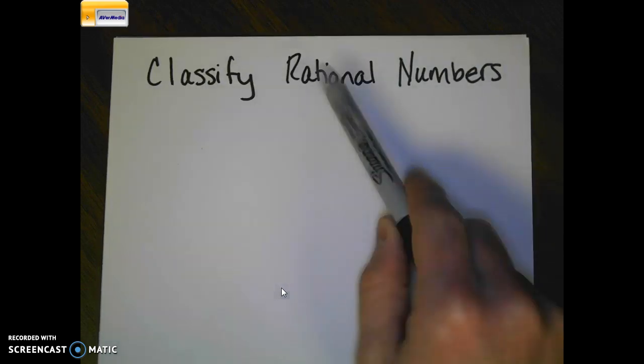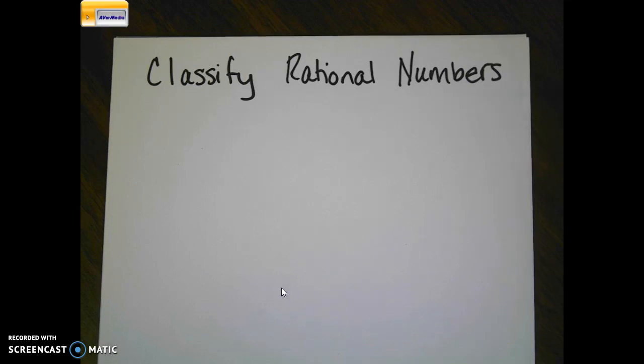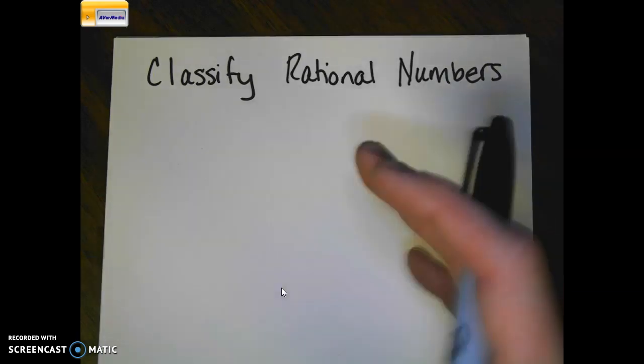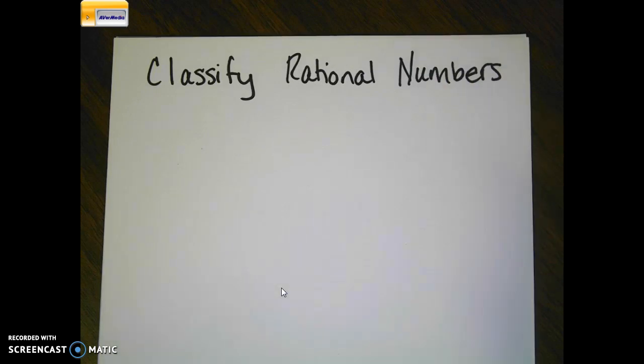Today we're going to talk about classifying rational numbers, and I want to try to put it as simply as possible. But first, I want you to go ahead and pause the video because there is a sheet of paper in front of you of little flashcards, I guess, that you need to cut out. So go ahead and pause the video, cut those out, then press play, and then we'll continue.